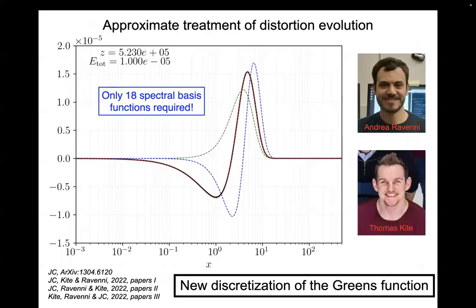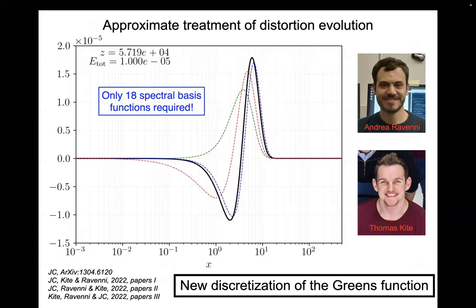Okay, and then finally, I want to mention we are now able to calculate these distortions even more efficiently, because we found a new discretization of the distortion Green's function, which only requires basically solving 18 parameters for describing quite accurately the distortion shapes. This is work that I did with Andrea Ravenni and Tom Kite.